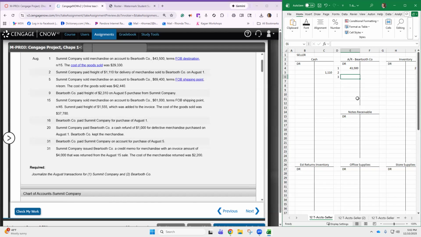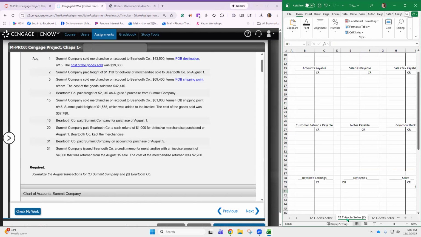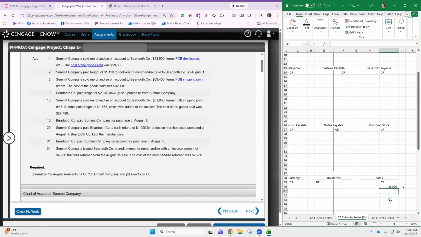So this transaction is number 3. It's $69,400. Let's put the credit in the sales account, which should be on your second page of T accounts. And we're going to match it, right? 69,400. This is transaction 3. Okay. And then notice FOB shipping point. So the freight terms have changed. We'll address this here in a minute.